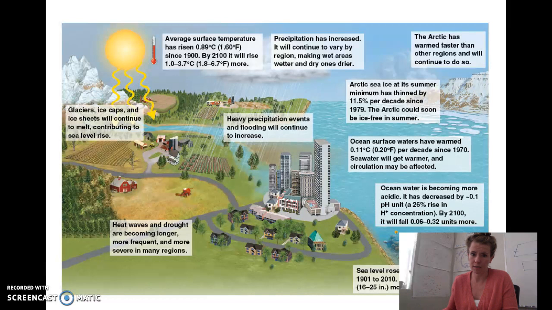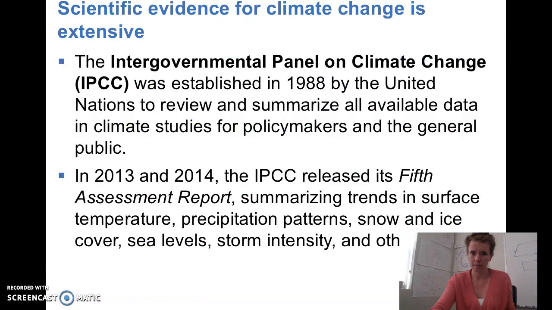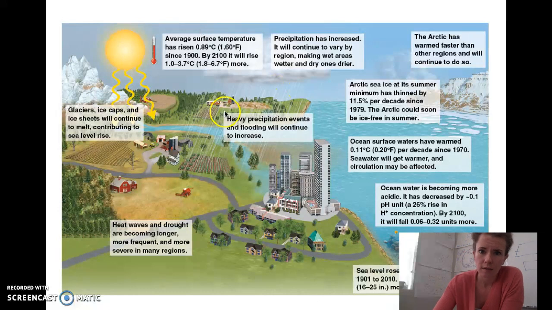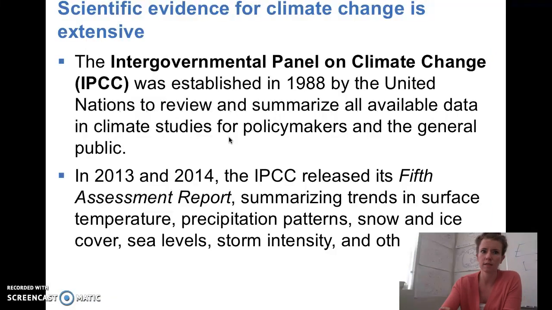So here's a diagram of what has been going on. Average surface temperatures have risen 0.89 degrees Celsius since 1900. By 2100, it will rise more than 1 to 3.7 degrees more. We are actually going to talk about all of these things in this lesson. So take a look at this. This is kind of a good overview. Also in your book in this lesson, it puts it into a table with more text.